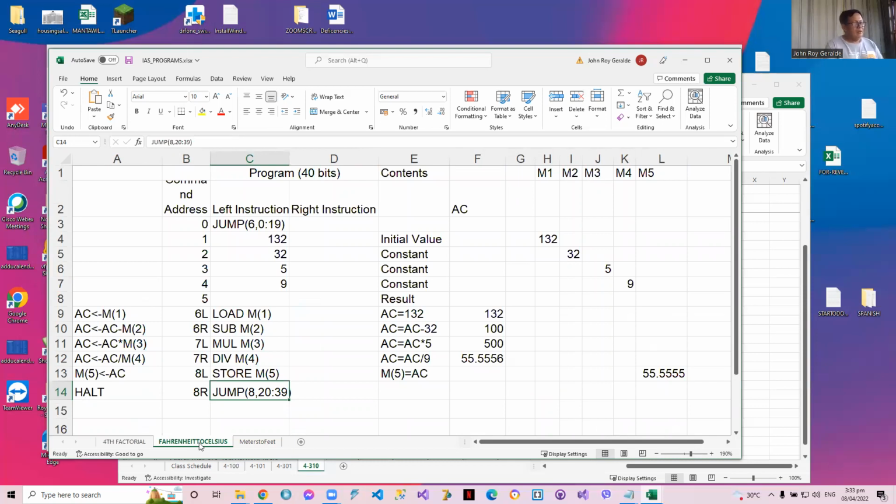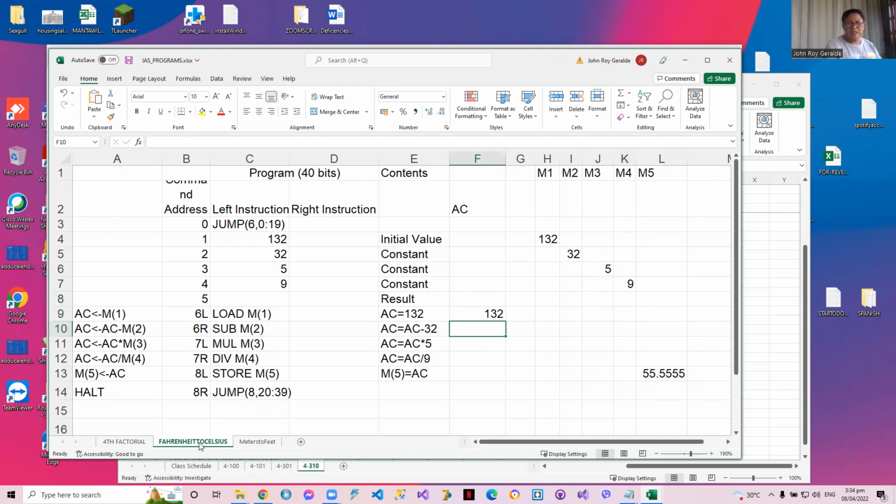Okay. So this is the example of Fahrenheit to Celsius. We convert the value 132 to Celsius. So first, subtract 32. The subtrahend is in M2. The input is from M1, and the multiplier is in M3, and the divisor is in M4, and the result is in M5. So we load M1. M1 becomes 132, and then we say sub M2.